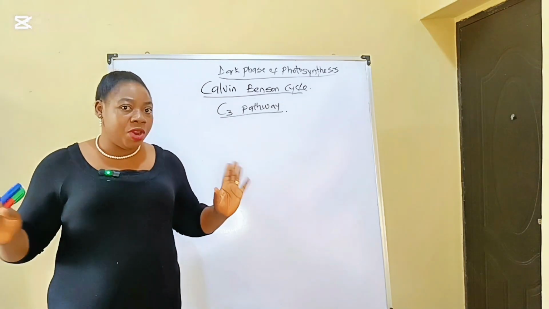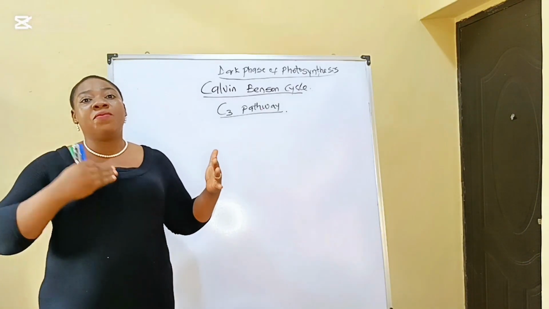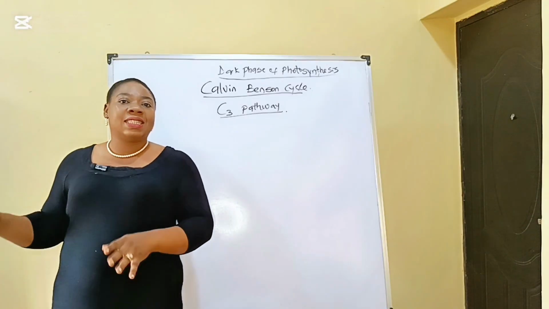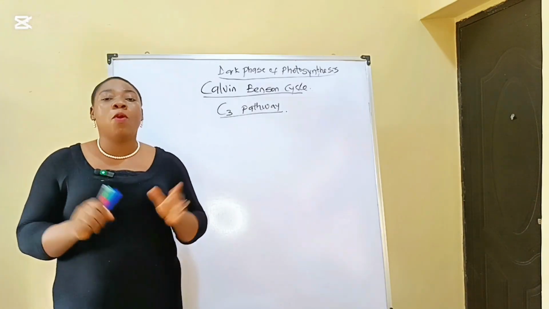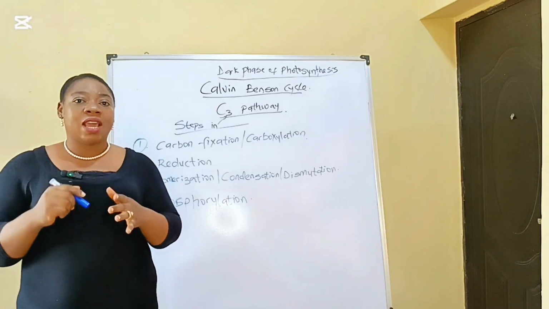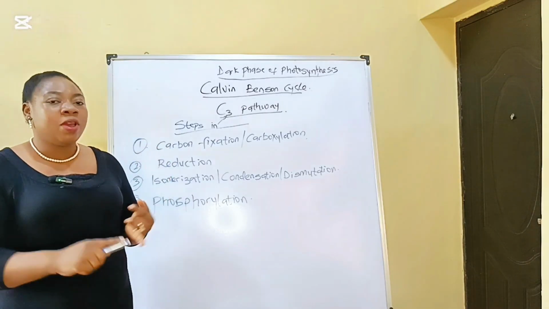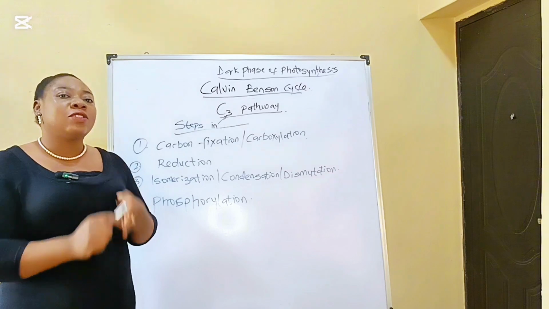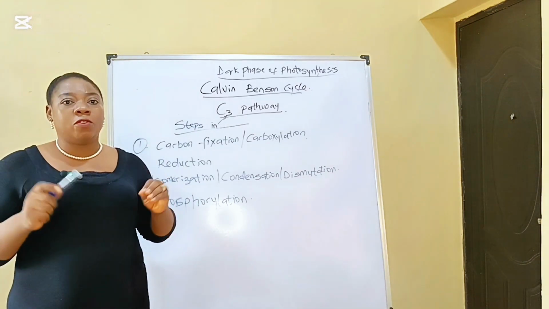That's just the summary of this particular pathway, but it involves different steps and different reactions before we'll be able to get our organic compound, which is glucose. So let's take this step one at a time. We have four major steps in the Calvin-Benson cycle. One, the carbon fixation step. The second step is the reduction step. The third step is the isomerization or dismutation step, while the last step is the phosphorylation step.